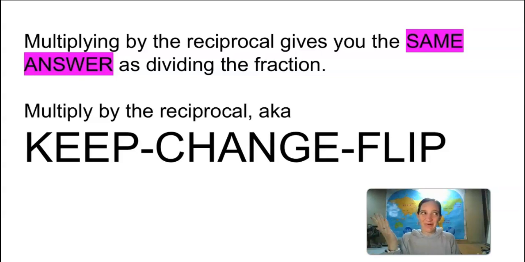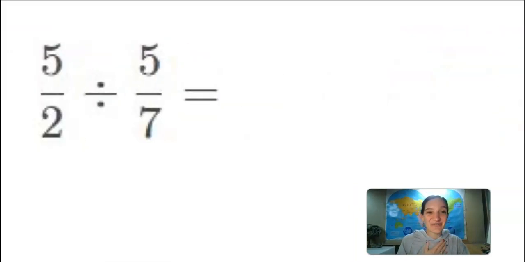Wouldn't you want to be like, well, I choose that. I'm just going to keep, change, flip. I'm just going to turn every division problem into a multiplication problem because multiplying is way easier than dividing. So that is the clue. That is the huge, huge hint today.